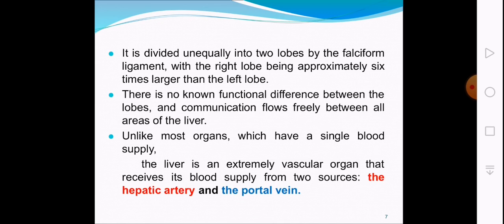والفلويدز والسكريشنز بيحصل لها عملية بتاعت moving and passing freely between the two loops. Unlike most organs which have a single blood supply, the liver is an extremely vascular organ that receives its blood supply from two sources, the hepatic artery and the portal vein.